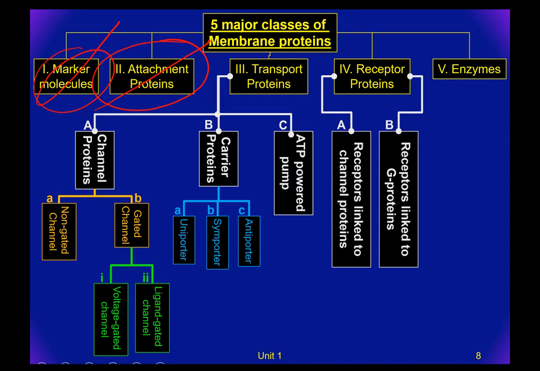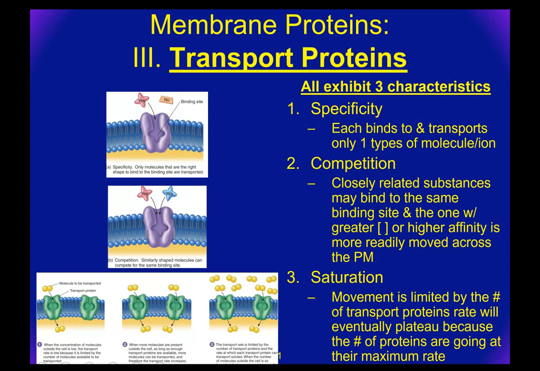Let's talk transport proteins. You know that in that table, transport proteins are kind of the one that has the most tiers. So let's talk about what a transport protein is. And basically, if I'm in the family transport protein, what do I show? If I am a transport protein, if that's what I'm labeled as, I exhibit these three characteristics, okay? One is specificity.